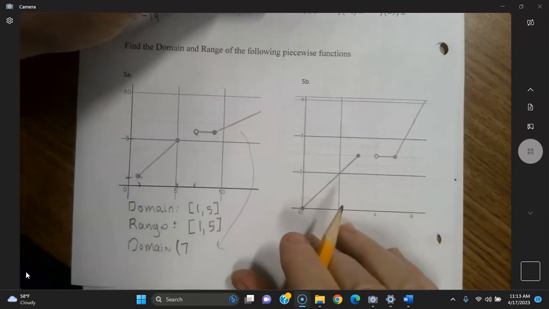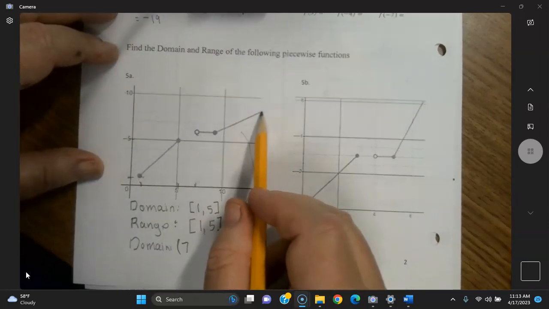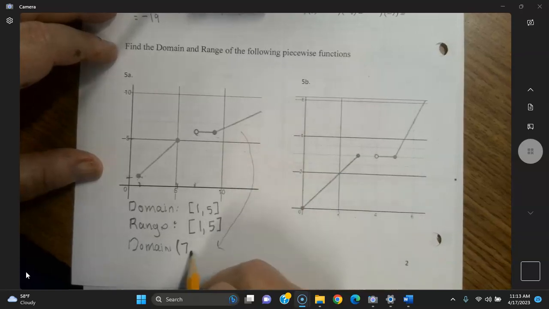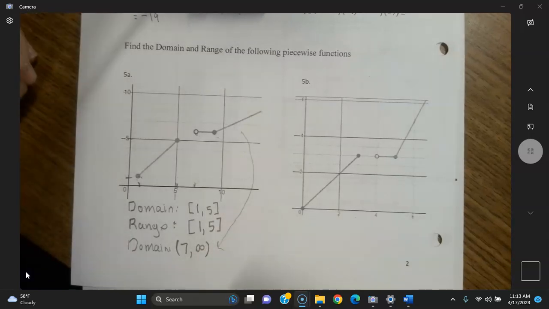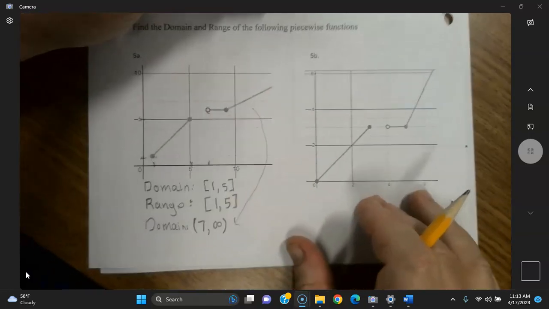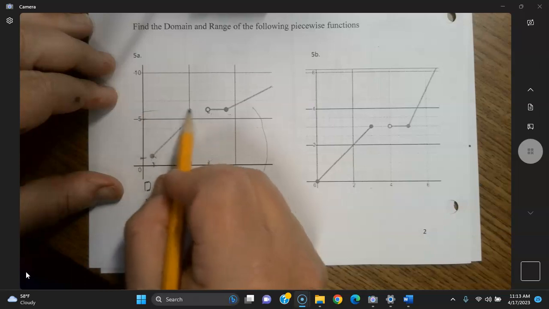And on the right side, how far to the right does it go? It goes forever, since it goes off the graph. And you never reach infinity. So you write the lazy 8, and you write also a rounded bracket, because it's never going to reach infinity. The range is going to start here on the y-axis, and if you look at that, that's 6.